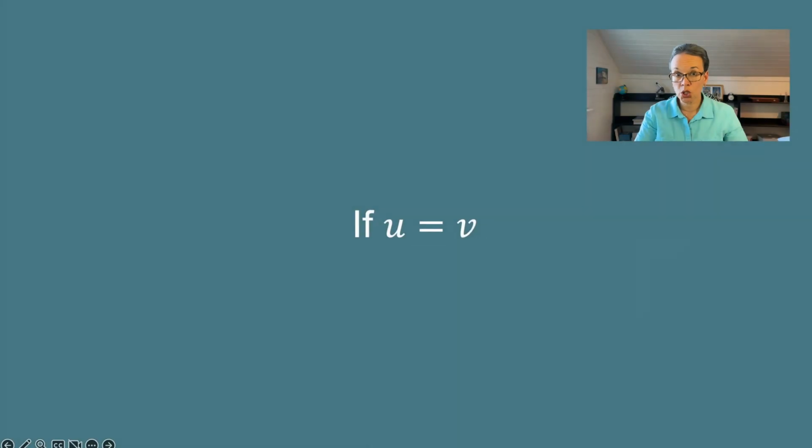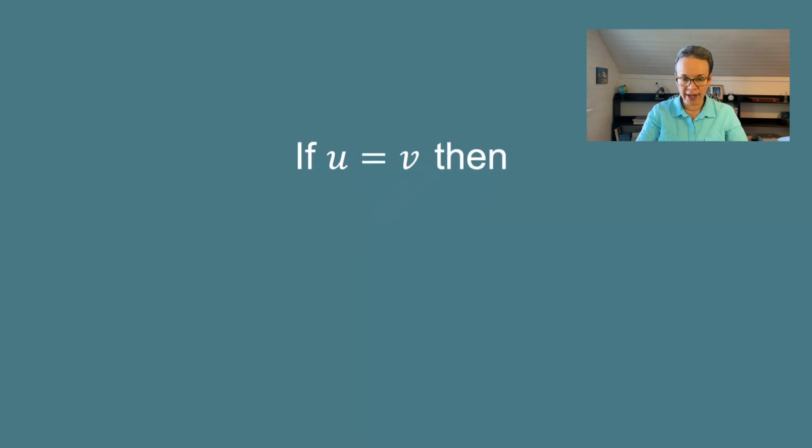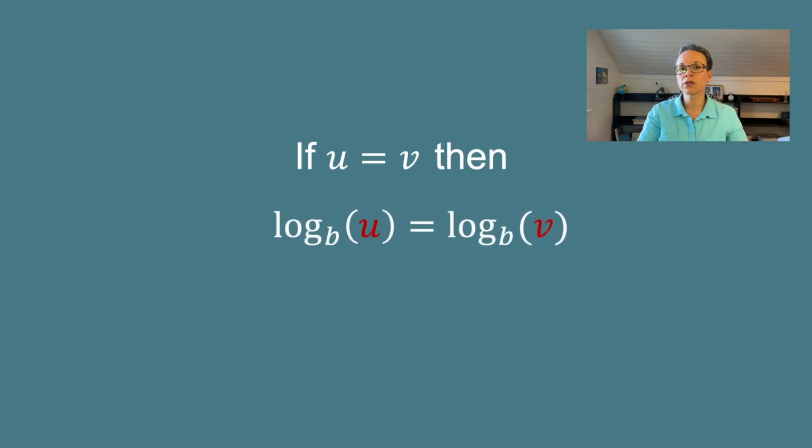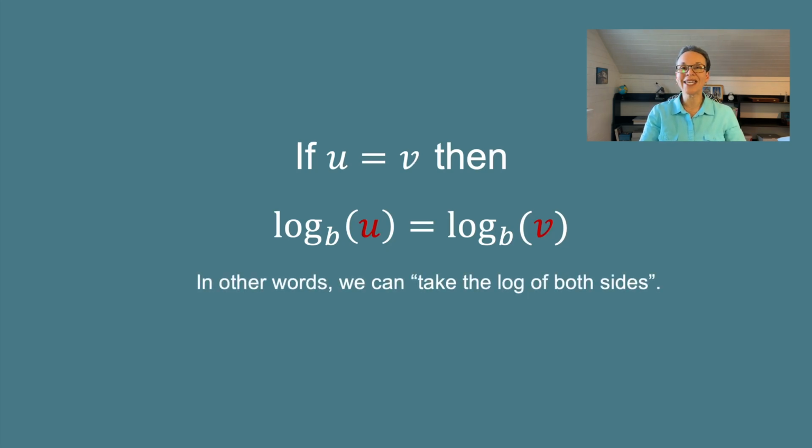The first thing that we are going to do is to review a very important property of equality of logs. We will apply this property at the very start of the first approach. Suppose that we have that u is equal to v. Then, if that's the case, the log base b of u is equal to the log base b of v. In other words, we can take the log of both sides of the original equation.